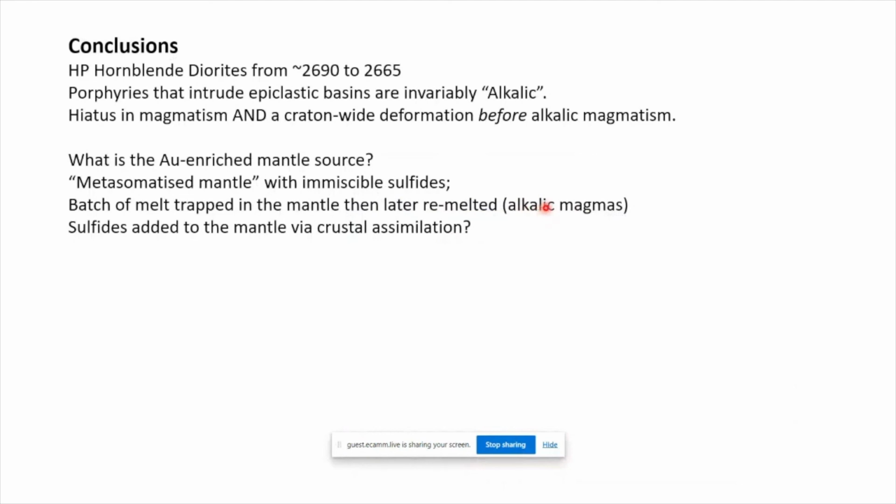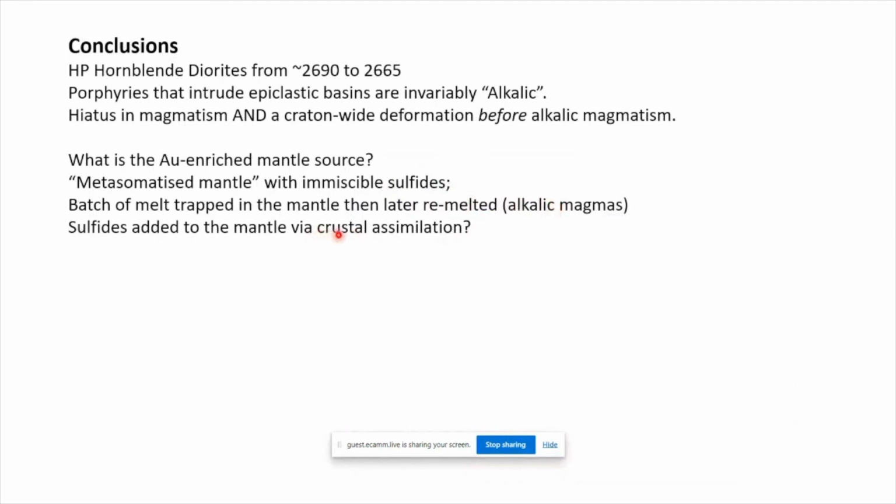So I think alkalic magmas pick up their sulfide load by remelting earlier magmas. There's lots of alkalic magmas in the Yilgarn, and a relatively small percentage of them are mineralised. But the vast majority of things that are mineralised are alkalic.